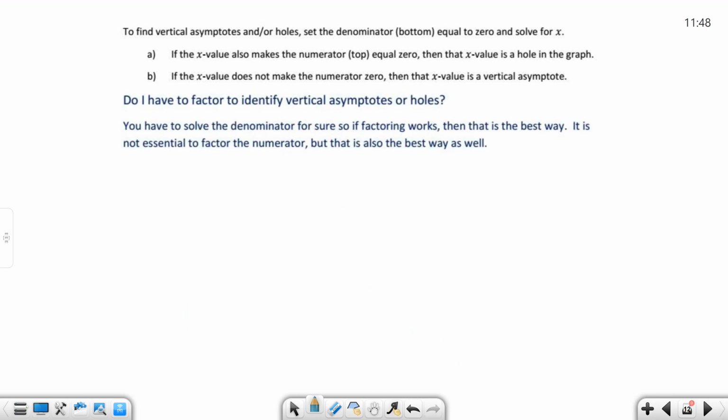All right. Do I have to factor to identify vertical asymptotes or holes? Now, I teach out of books that say yes. It's not absolutely necessary. However, you are solving the denominator for sure, right? I told you that's what you're doing. You're finding all the things that make the denominator zero. So, yeah, you may have to do something other than factor to do that.